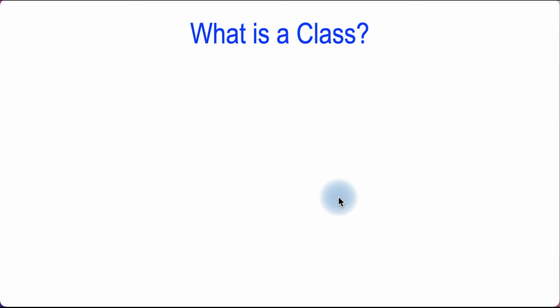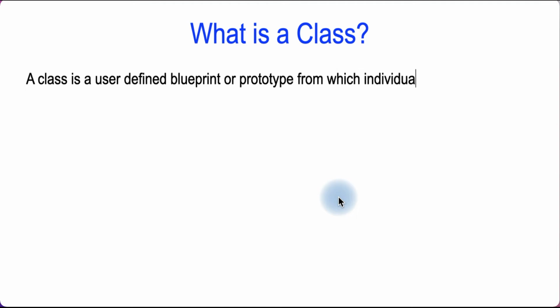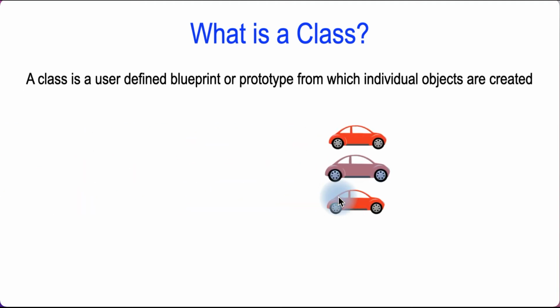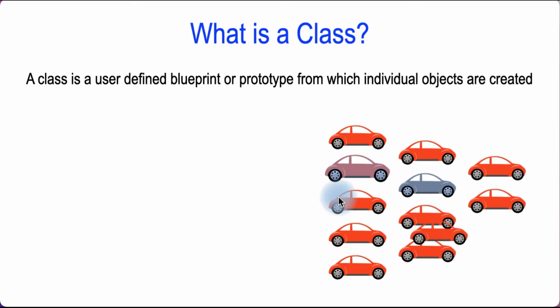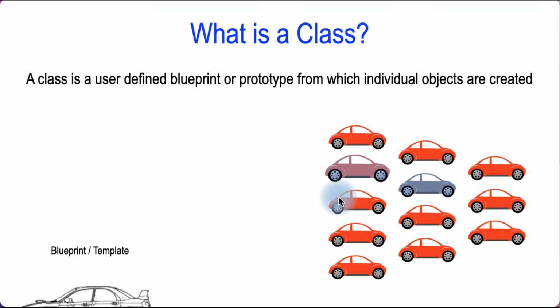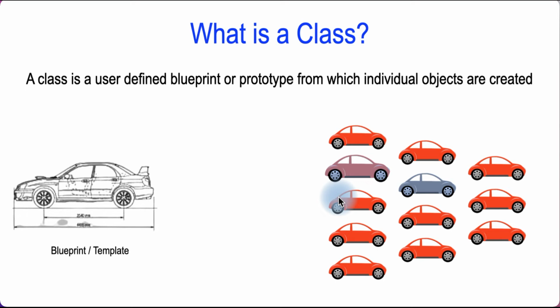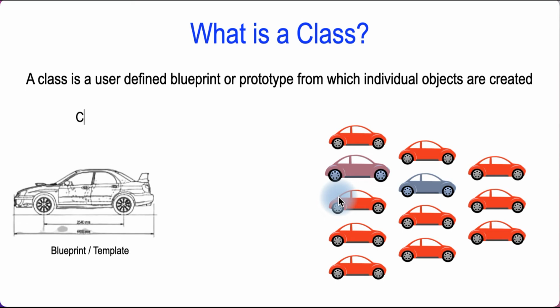What is a class? The answer here is, a class is a user-defined blueprint or prototype from which individual objects are created. This we are seeing everywhere, the same definition. So if you want to create more objects, like I am creating more car objects, what I need is a blueprint or template. So how does it look? Consider this. It's a blueprint of a car. This we call a class.